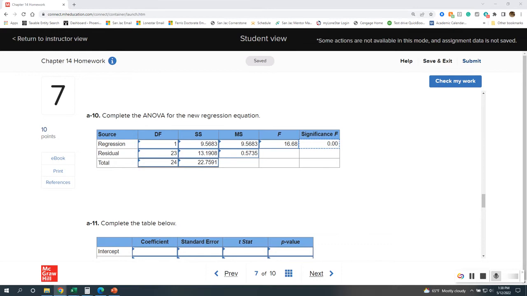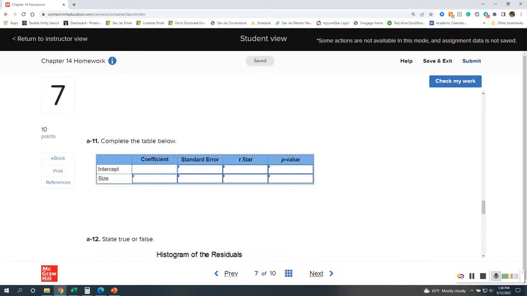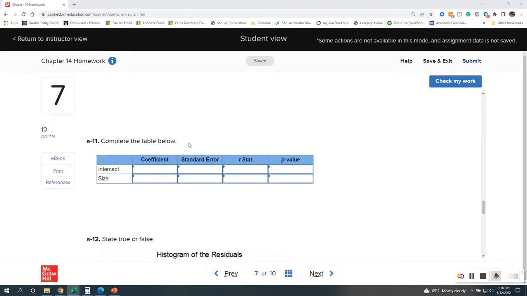So, next, we're going to put in the table, which again, for our chart, is this one down here. So, intercept 3.6564, size 0.36294.